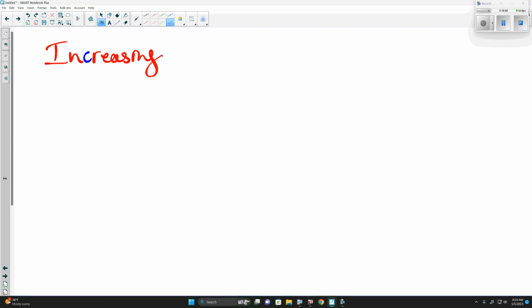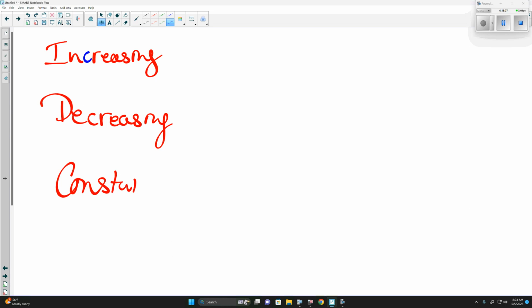Increasing and decreasing. I didn't write it, but we also have constant. Well, increasing should be exactly as it sounds. That's where the function's going up. And we always read it as we would read a book. We read a graph from left to right.